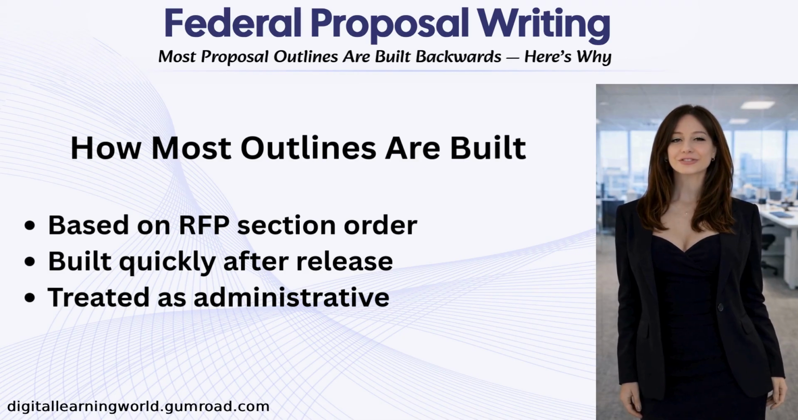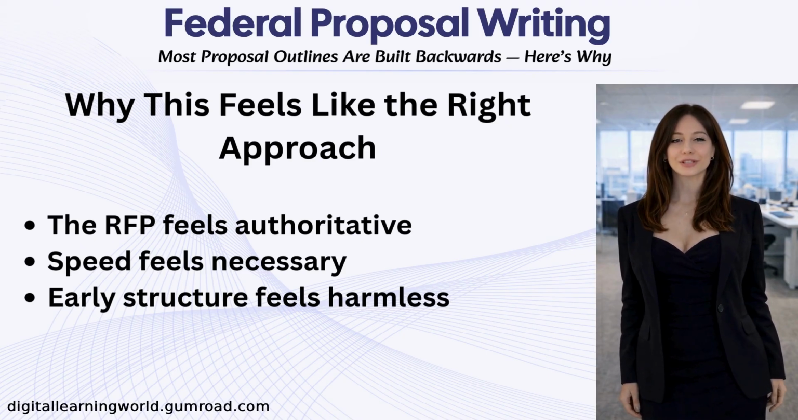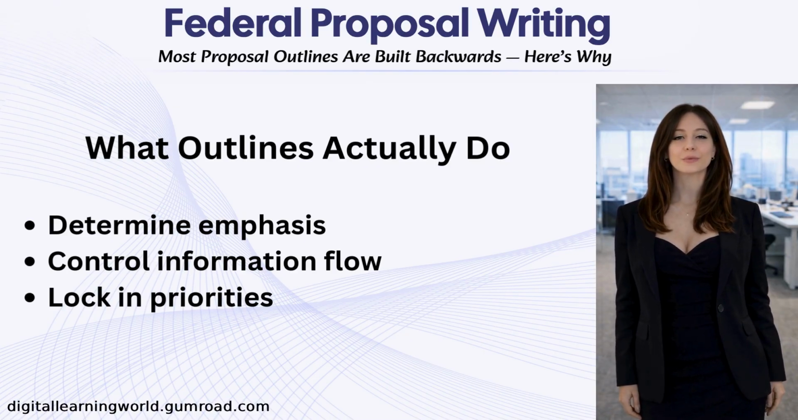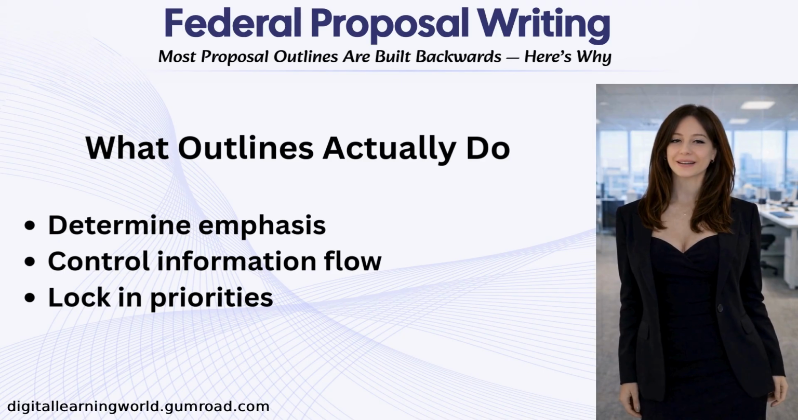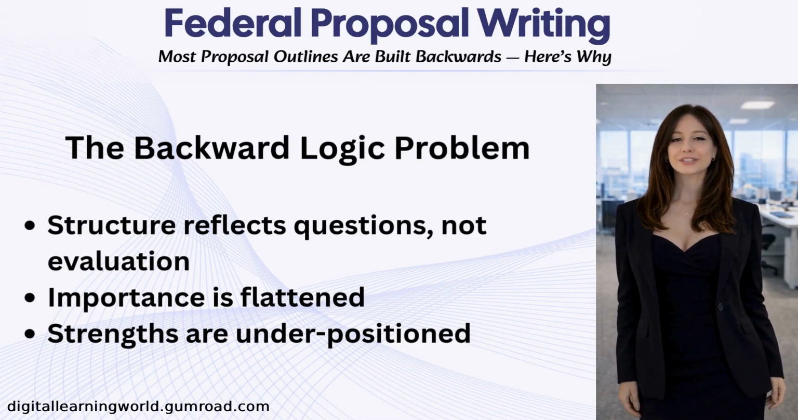At first glance, this feels efficient. So why does this approach feel right? The RFP feels authoritative, speed feels necessary, and outlining early feels harmless. Because outlines don't look like writing, their impact is often underestimated. But outlines quietly shape everything that follows. They determine what gets emphasized, what gets buried, and how information flows. Once an outline is set, it locks in priorities, and later writing tends to follow that structure rather than challenge it. And this leads to a subtle but serious problem.